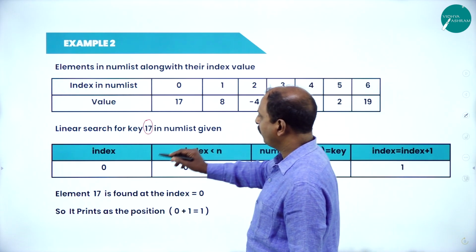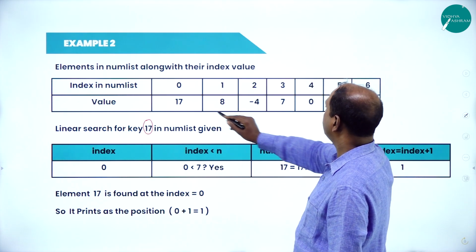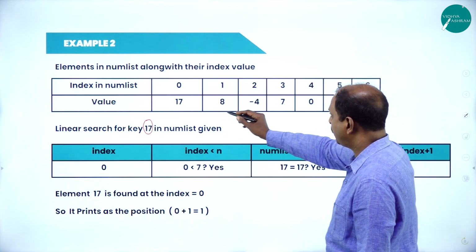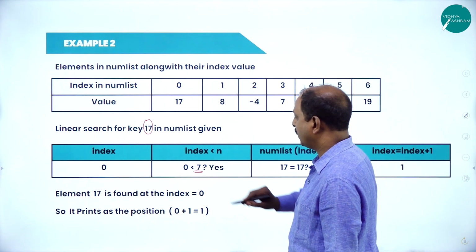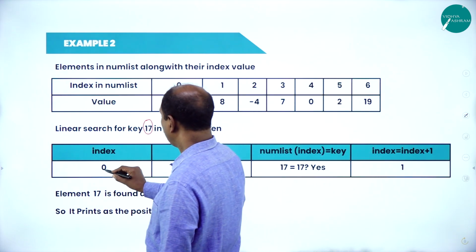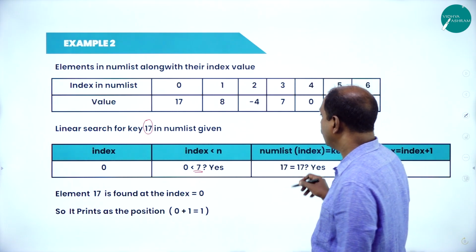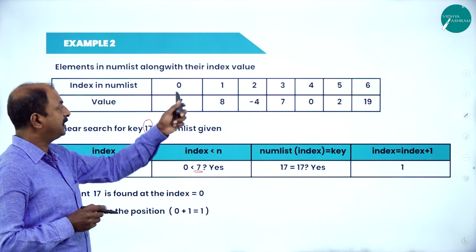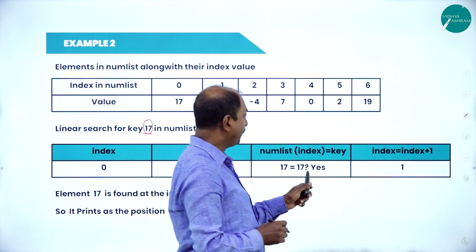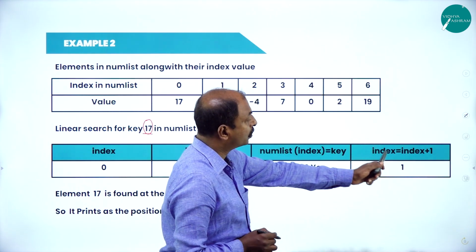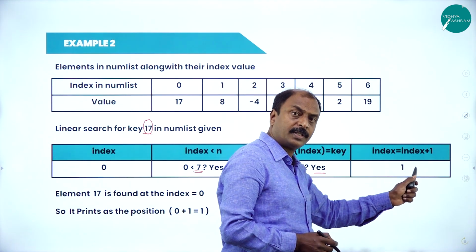So in this example, we start with the index 0. Here is index less than n. What is the length of the list here in this example? There are 7 elements, length is 7. So index 0, 0 is less than 7, yes. We will continue comparing the element. So here the first element, the value at the index 0, 17, comparing with 17, the key value 17. 17 equals 17, yes. In that case, we will make a note of the position. Index is 0 and position is 0 plus 1, that is 1.